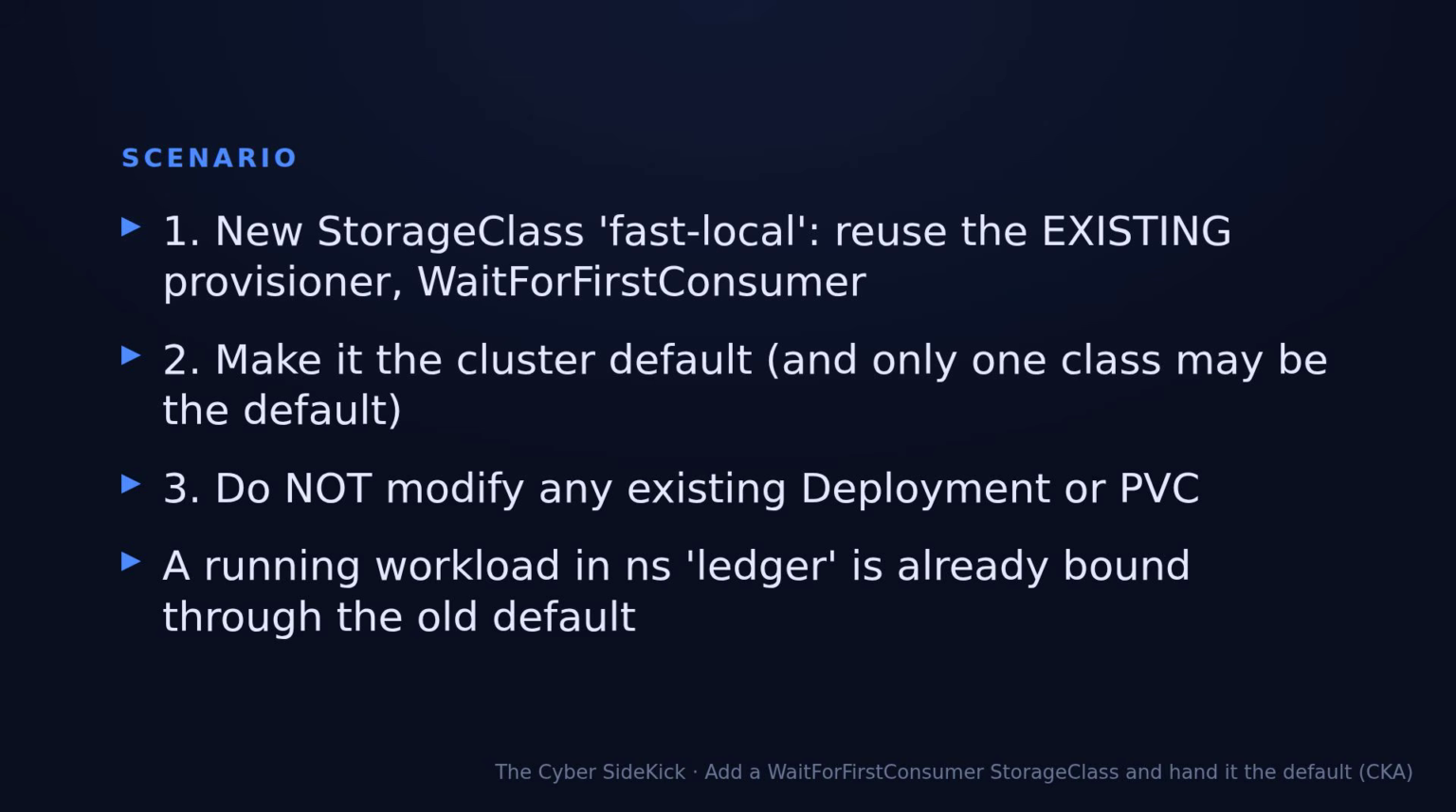Add a class called fastLocal that reuses that same provisioner and binds with WaitForFirstConsumer. Make fastLocal the cluster's default, which means exactly one class ends up carrying the marker. And do all of that without editing any existing deployment or persistentVolumeClaim, because there is a workload here already using storage, and points come off if you disturb it.